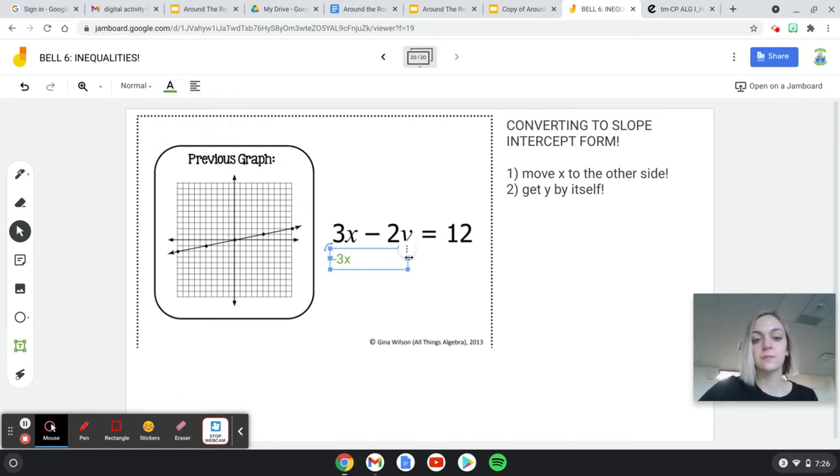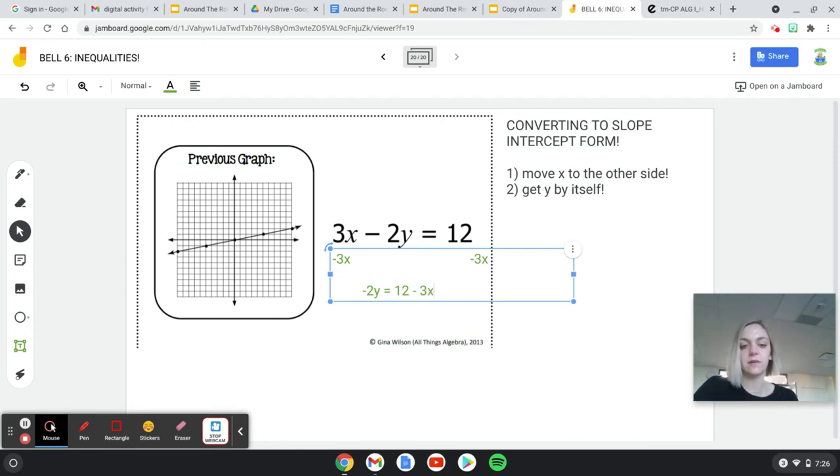And remember, when we have 12 minus 3x, these are not like terms, so they have to stay separate. So what we're going to have is negative 2y equals 12 minus 3x. We can't combine the 12 and the minus 3x because one is a constant and one has a variable with it. So now my next step is to get y by itself, and I know I'm going to do that by dividing by negative 2 because that's the number that's in front of y. So I'm dividing everything by negative 2, each term by negative 2.